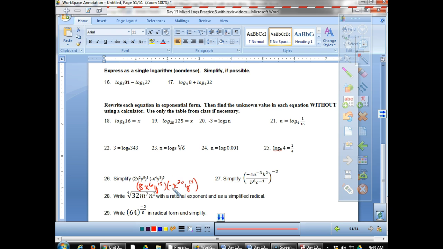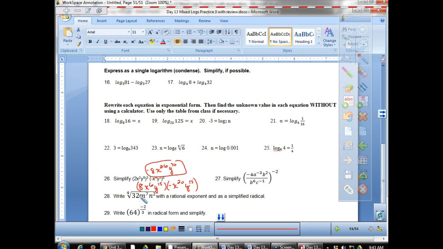So my coefficients get multiplied, and that gives me a negative 8. X to the 6th and x to the 20th, I add those and get x to the 26th. Y to the 15th and y to the 15th is going to give me y to the 30th. And that will be the answer for that one. And then for number 28, let's do that one.